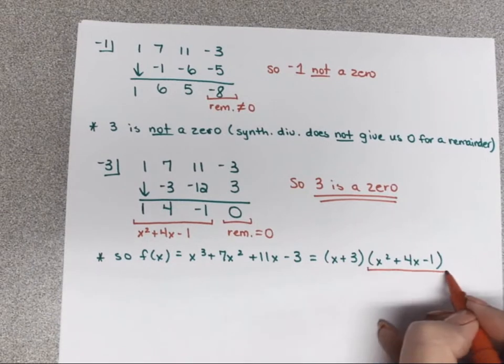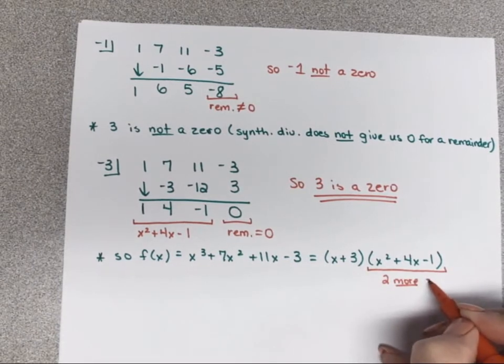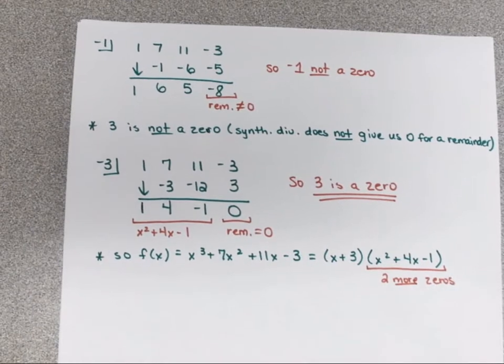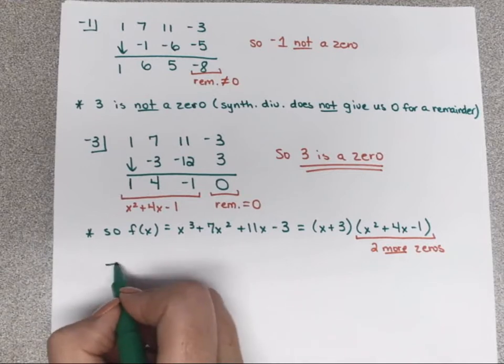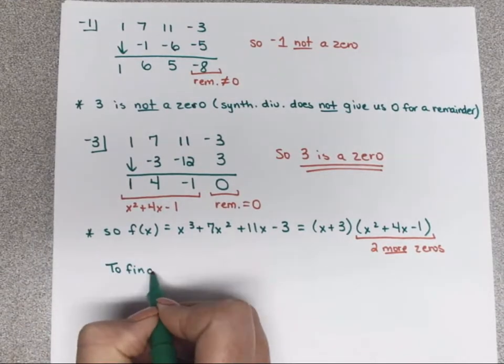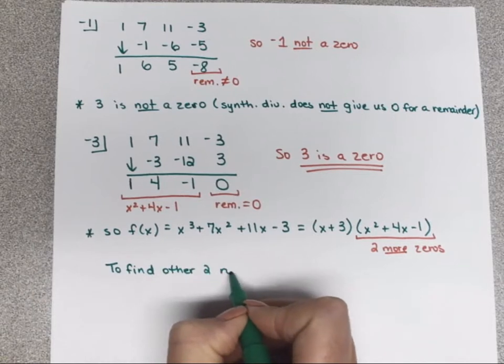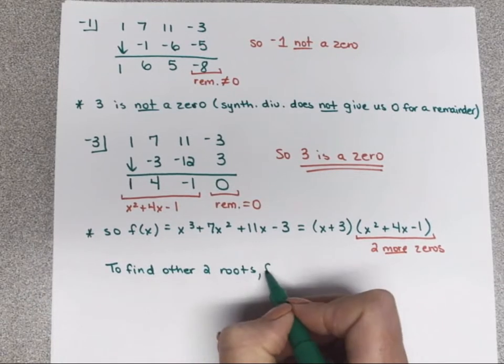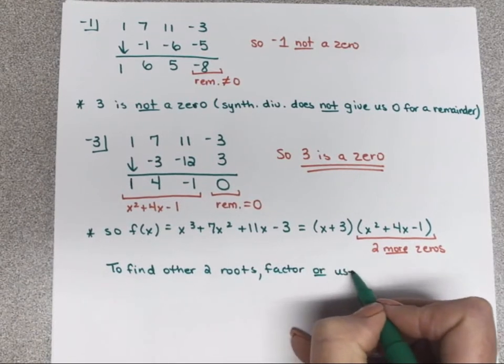But note that there are actually 2 more roots here. There are 2 more zeros here. It's just they're not necessarily going to be pleasant ones. They're not rational zeros. Okay. So to find the other 2 roots, we're going to factor or use quadratic formula.